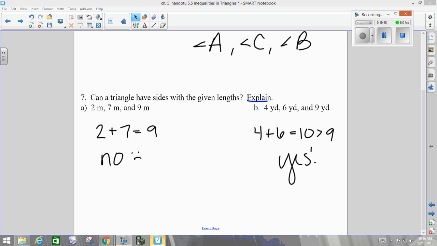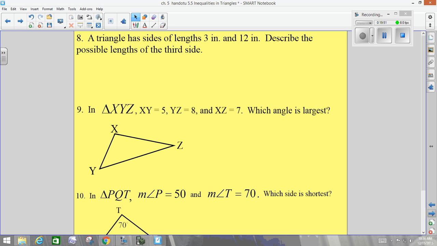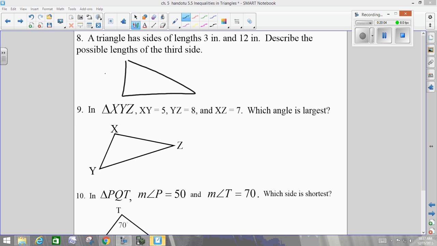Number 8 is just like number 4. Well, similar to number 4, not just like it. A triangle has possible side lengths of 3 inches and 12 inches. Describe the lengths for the third side. Okay, so if you drew a picture maybe of something like this, 3 inches, x, and 12 inches, we have to decide, gentlemen, what the range of x values we can have here. I do it 2 ways.